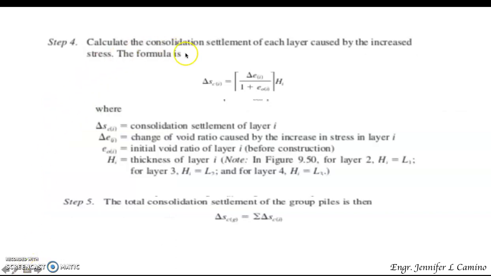To calculate the consolidation settlement for each layer caused by the increased stress, this is the formula that you're going to use, wherein you have the consolidation settlement of layer i. This is the change of void ratio caused by the increase in the stress in layer i, and you have the initial void ratio of layer i and the thickness of layer i. Then you have to compute the total consolidation settlement of the group pile given by this equation.